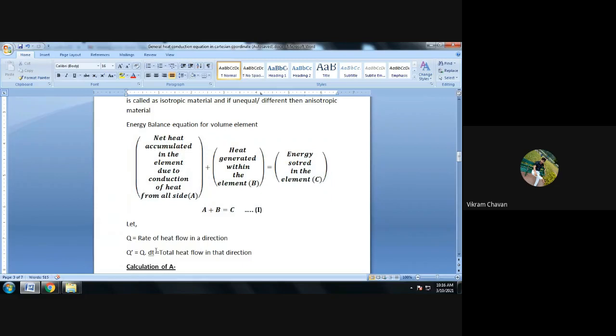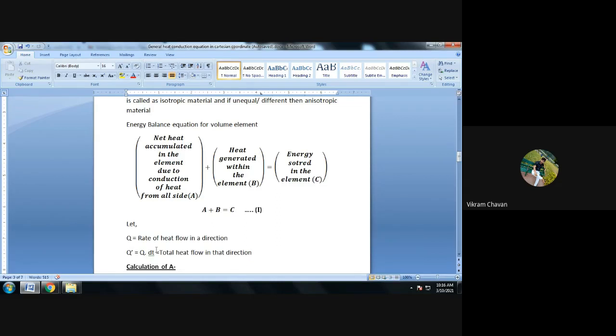Small d t is used for the time period, and capital T is used for the temperature. So dt is the time period for which we are determining the energy balance equation. Q multiplied by dt will provide the total heat flow in that direction. It will be given the nomenclature Q dash. So Q dash is equal to Q multiplied by dt, the total heat flow in that direction.